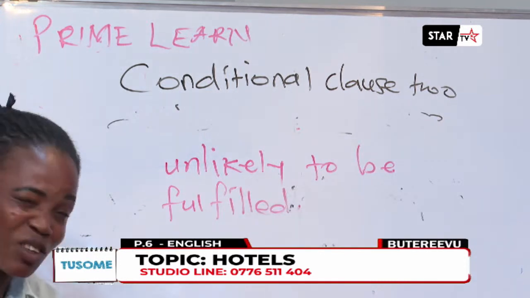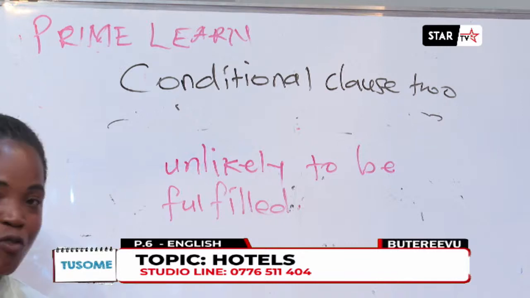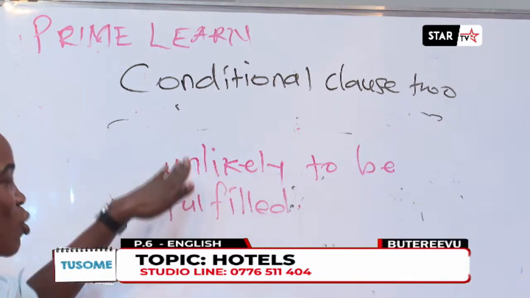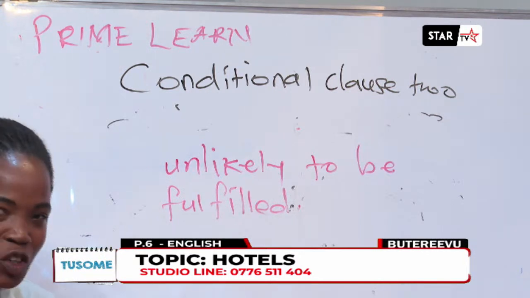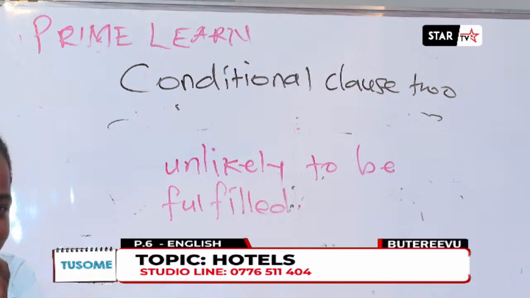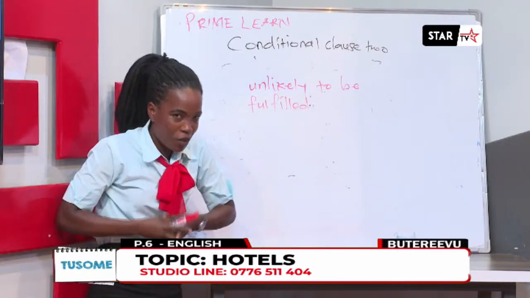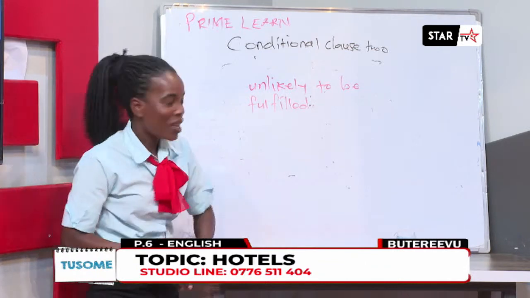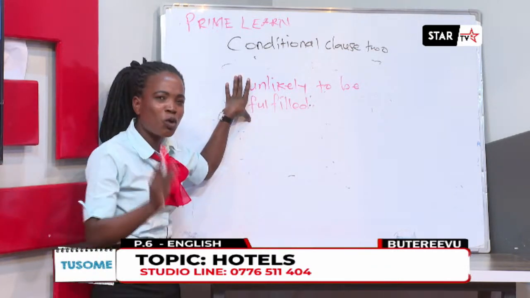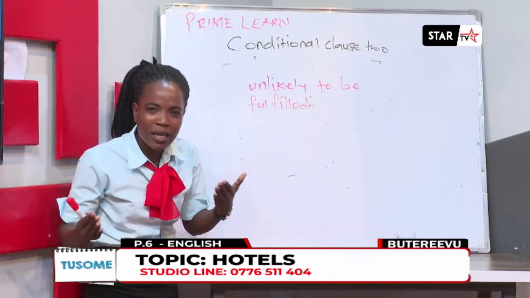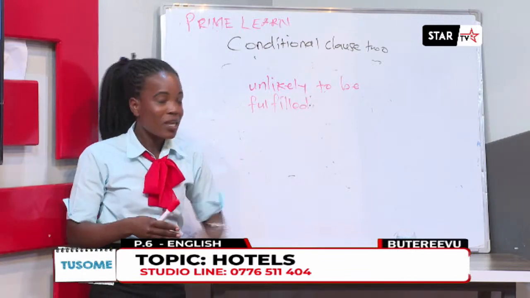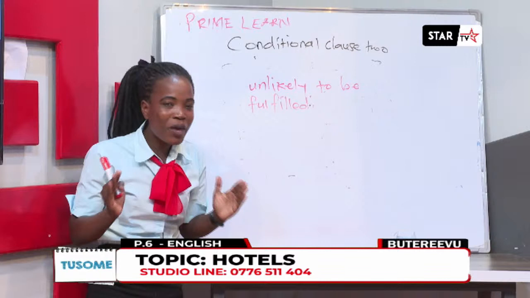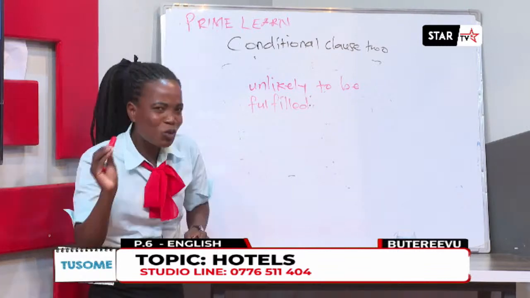The first way it is used, I'm stressing it so much so that as we move on, we move together. It is used to express actions, situations, conditions that are possible but very unlikely to be fulfilled. I believe you've quoted me right. Another thing you should note about this conditional clause 2, the speaker is imagining what would happen if at all the condition was fulfilled.